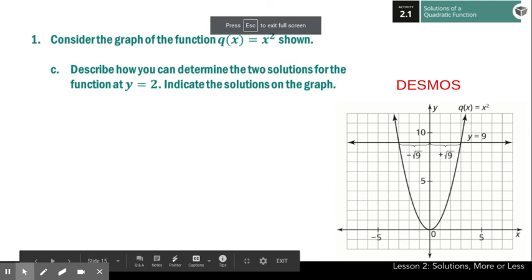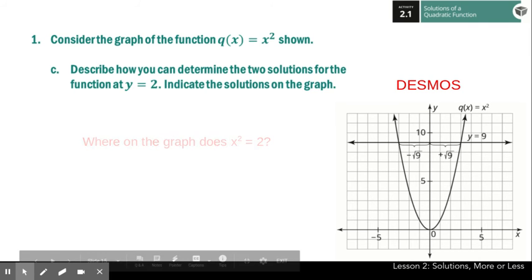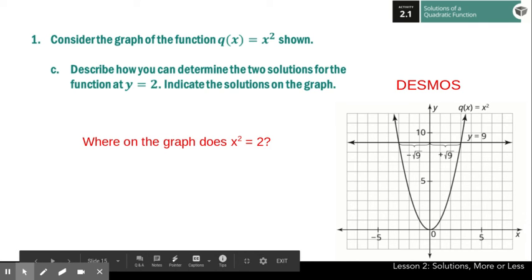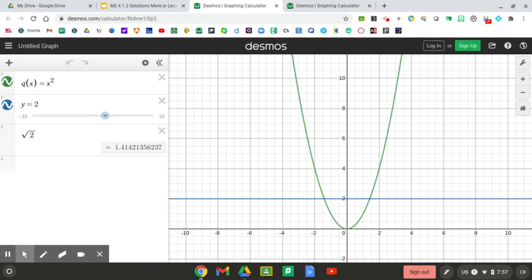Okay, well, what if we weren't asked 9? What if we were asked, when does x squared equal 2? I would approach it much the same way. Okay, I want to know where the graph of x squared equals the graph of 2, y equals 2. So I'd have a line down here at y equals 2. And if I went to the graph on the Desmos calculator, because it's a little more interactive, I can see that they intersect at negative 1.414 and positive 1.414.